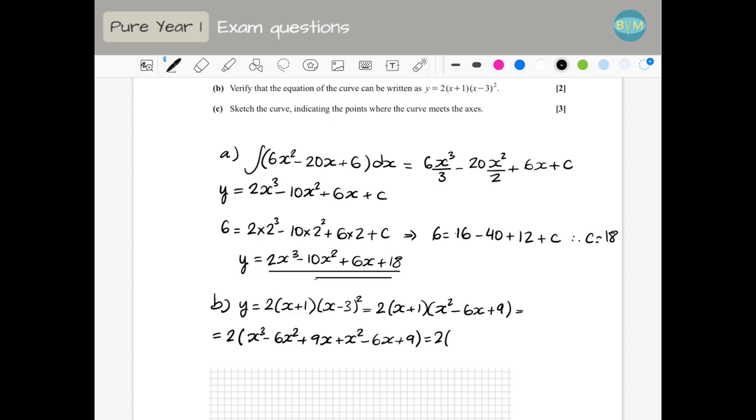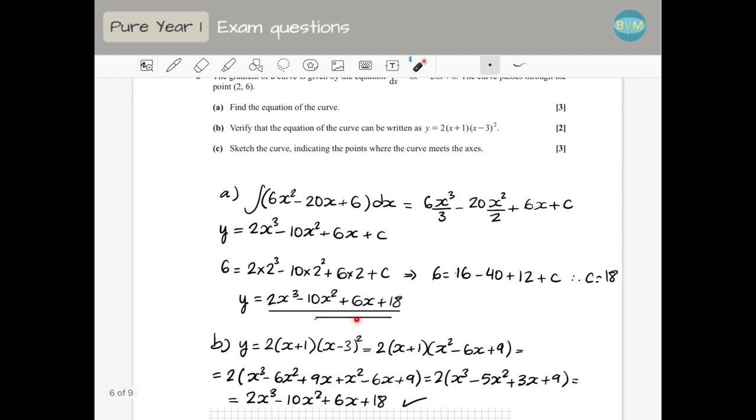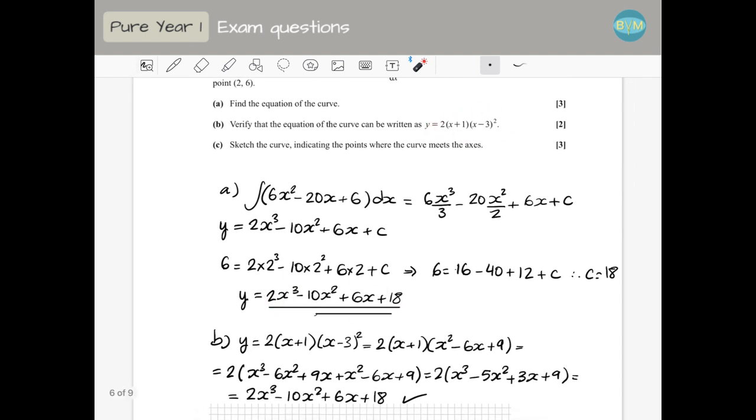I put things together. So x cubed, and I have minus 6x squared plus 1x squared, which is minus 5x squared. 9x minus 6x is positive 3x, and then the 9. Now I'm going to multiply by 2, that's the last thing I'm going to do. So 2x cubed minus 10x squared plus 6x plus 18. I'm just going to check that this is the function here, and it is. So that means that when we factorize this function, we have this expression here.